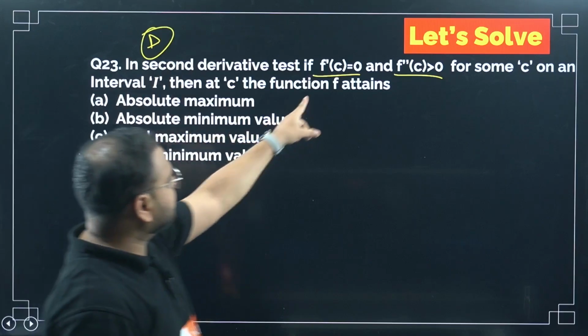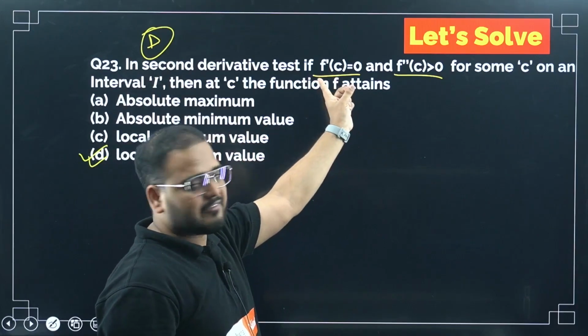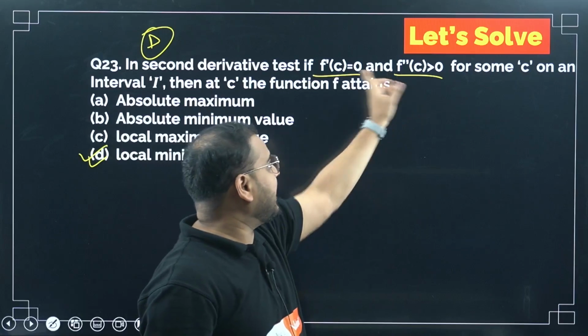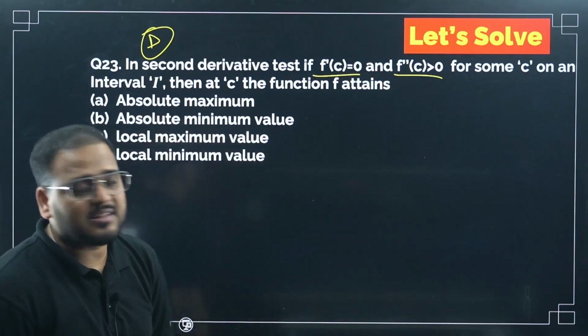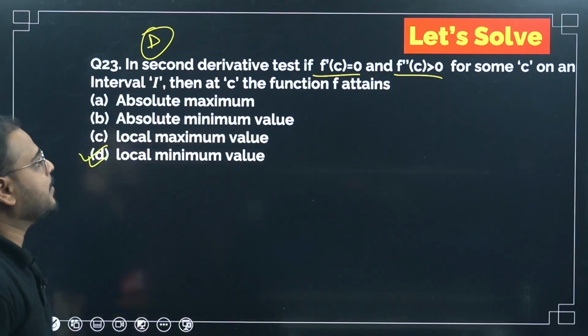Check here. Second derivative test, first derivative is 0. We can find the critical point from there. And the second derivative at the same point is coming to be greater than 0. It means local minimum value. Option number D is correct.